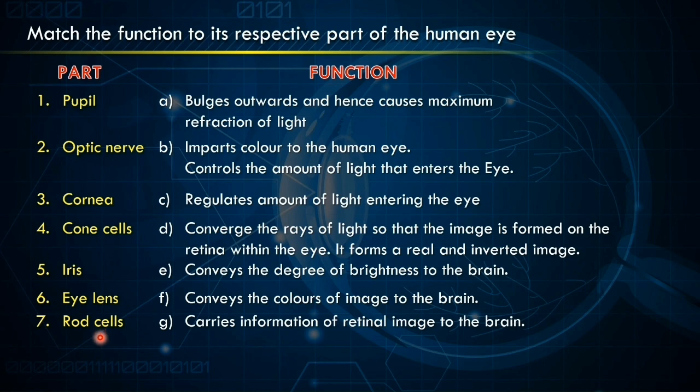Etia rod cells or functions ki? Can you tell me? Yes, they are responsible for adjusting our eyes to different intensities of light. So lighter beleg intensity jate amar sokutwe adjust koribo pare, so tar karne a rod cells were responsible. So option E2 correct match. It conveys the degree of brightness to the brain. Okay guys, so I hope there is no doubt in this part.